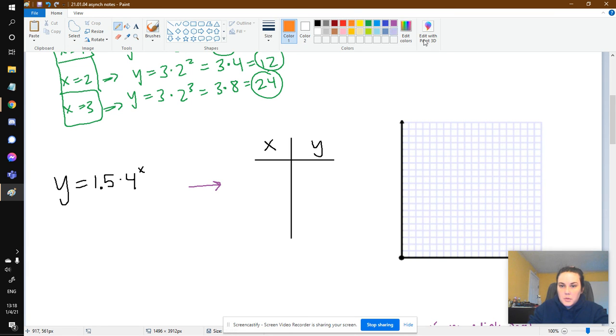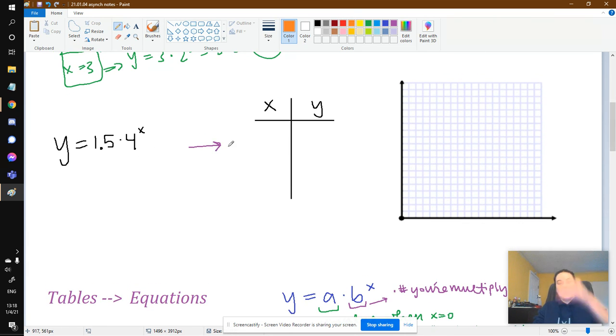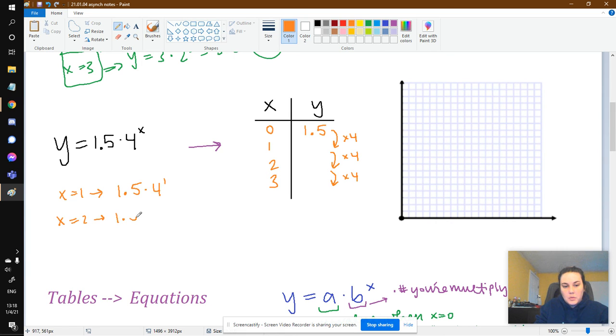Let's do orange. So for this one, we're going to start with 0, 1.5. Then we're going to write this down to 3. And then I'm going to say each of these we multiply by 4. Or we plug in each of these numbers as the actual exponent, right? X equals 3 would have been 1.5 times 4 cubed.